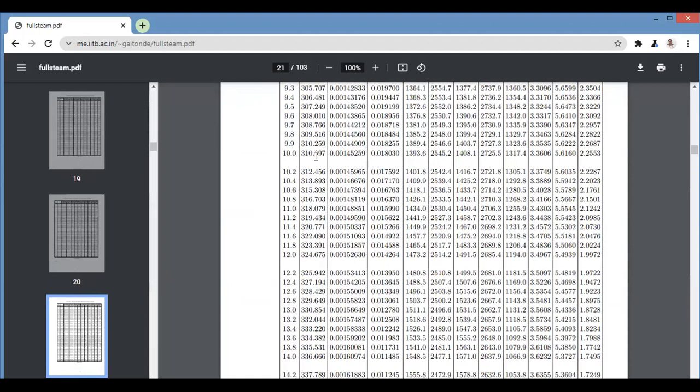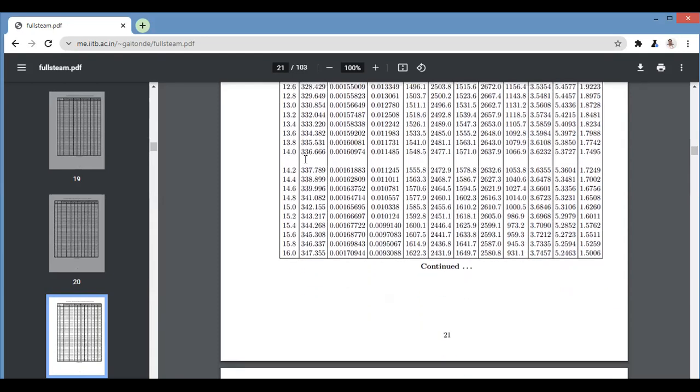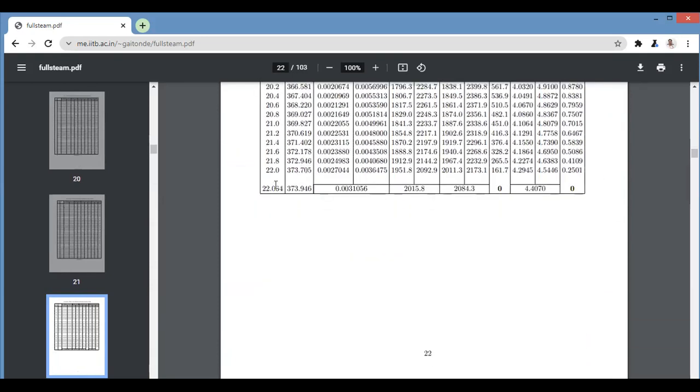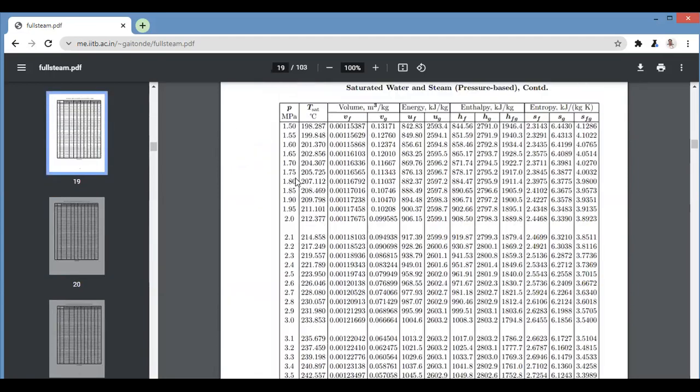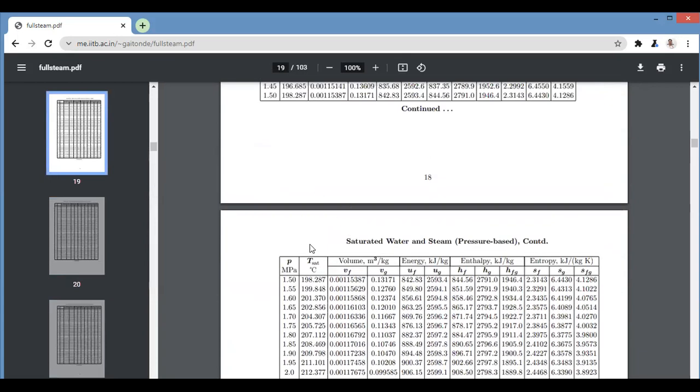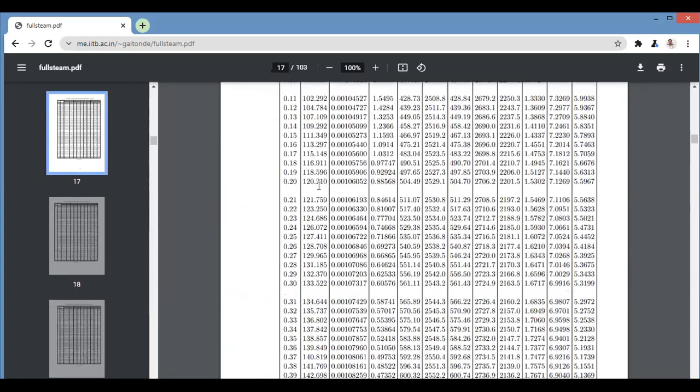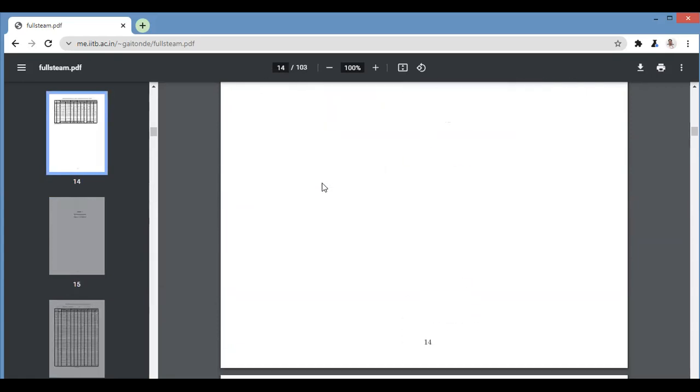It means that water would boil at around 311 degrees centigrade if the pressure is kept at 10 megapascal or 100 bar. At the critical point, which we talked about, which is 22.1, you will find that the critical temperature is 373.9, which is 374 degrees centigrade. Okay, so this is very interesting, and just by looking at the steam tables, you can find the saturation temperature if the pressure is known. Similarly, if your temperature is known, you can find the corresponding saturation pressure.